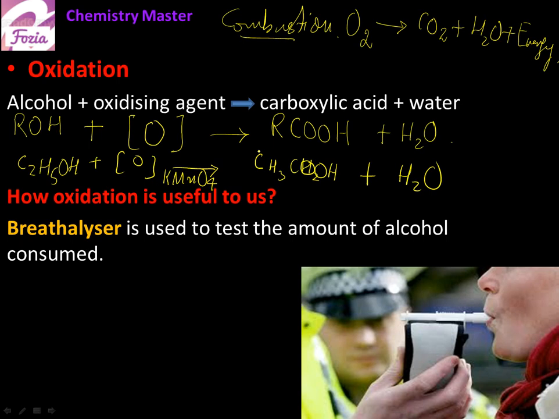because in Singapore the police use breathalyzers, the instruments or gadgets, to test the amount of alcohol consumed by drivers. This instrument, which is called a breathalyzer, contains an oxidizing agent. And if the breath of a driver contains a high level of alcohol, the color change is quickly registered on the device, and this is how it is used.